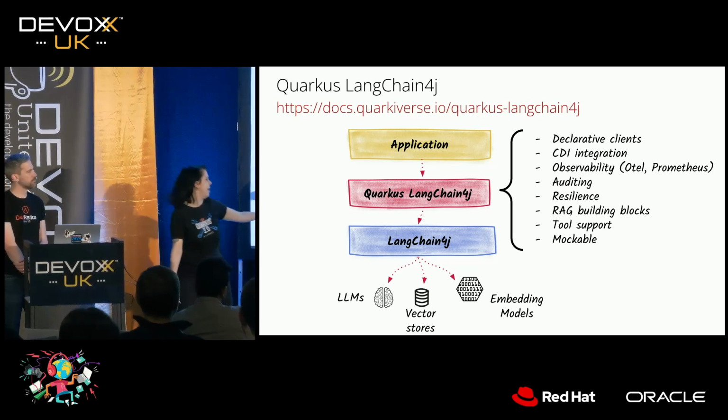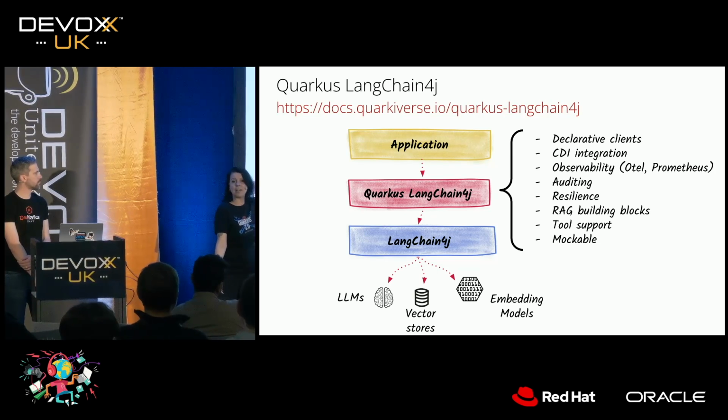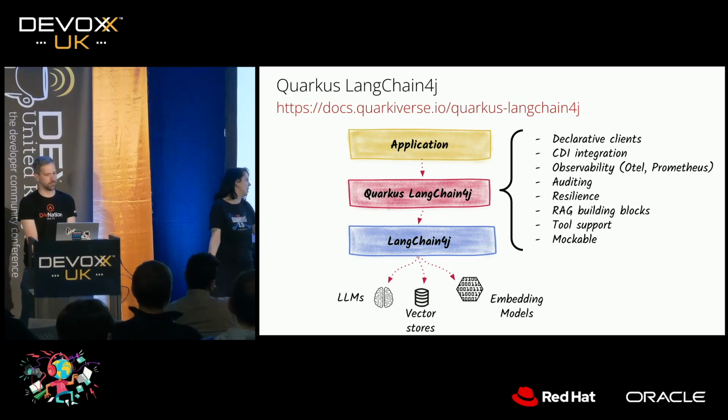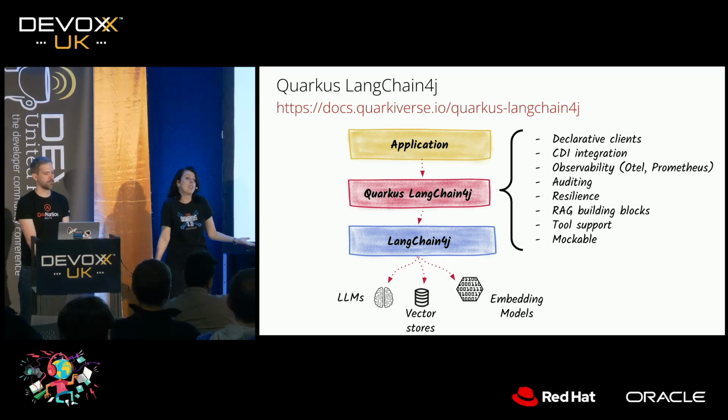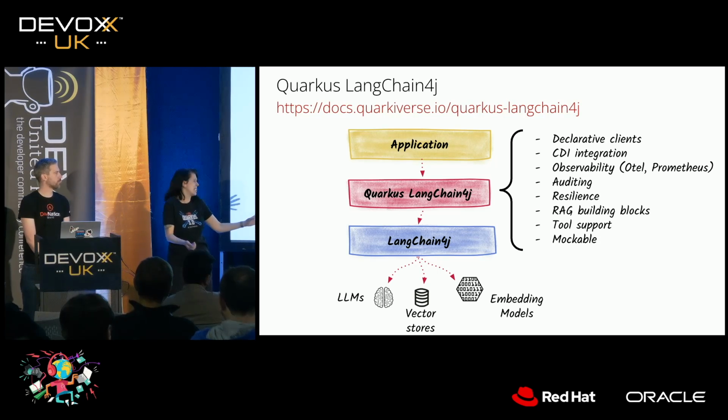And then at the bottom, of course, LangChain4j is not a model. It is just a way of accessing models. So you're still going to need your LLM, or it may be that you don't necessarily need an LLM. You're working in a slightly different problem space, and you just want your vector stores or your embedding models or something like that.